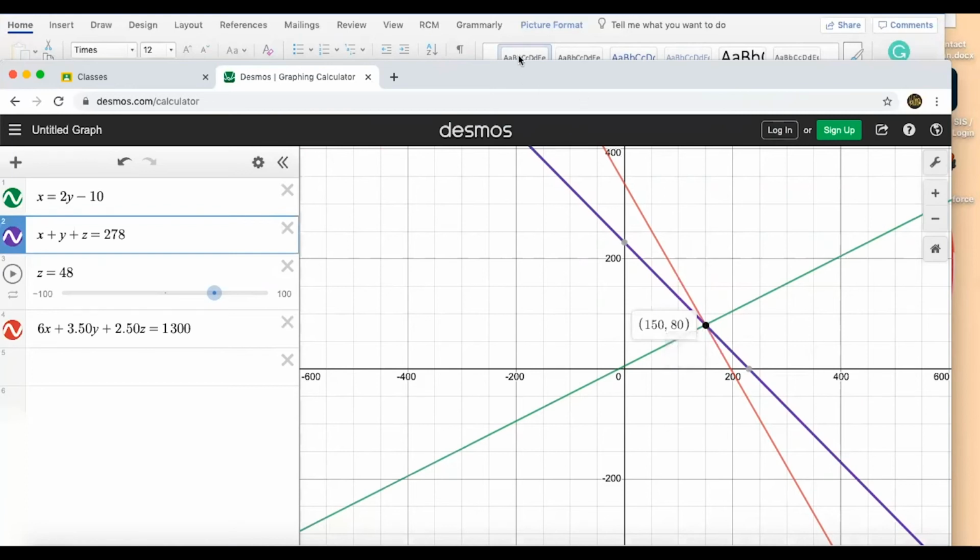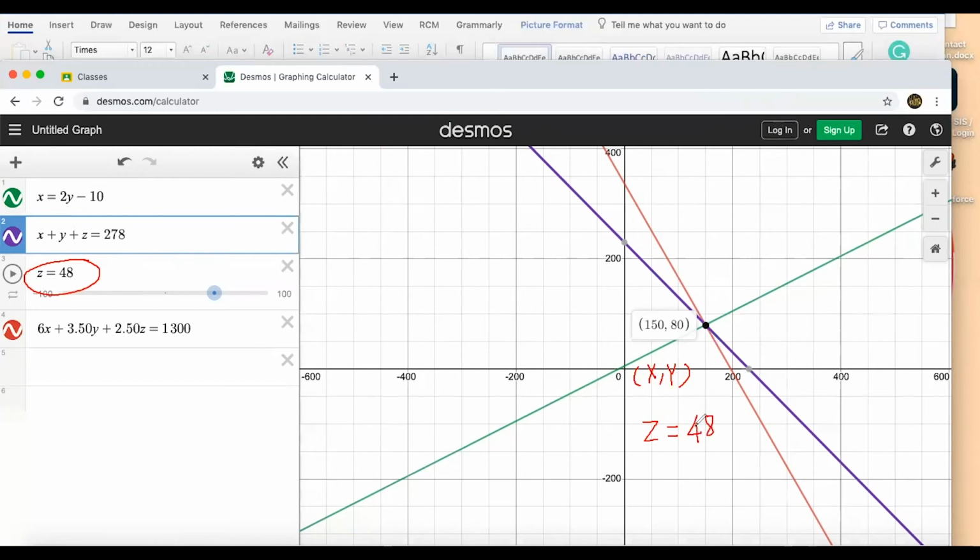And 48. So what does that represent? 150, what do they represent? X or Y? 150 is going to be X. How about 80? It's going to be Y. And then what happened to our Z? Where's our third variable, guys? So how do we find it? You need to look on the slider. It's going to be 48. So Mr. Blanco is reminding us it's gonna go to 48. That's a nice trick.